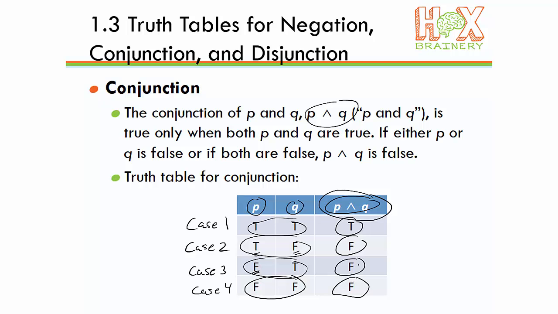So the only time when your conjunction is going to be true is going to be in case 1 where both P and Q, both of those simple statements are true. That's the only time when the conjunction is true.